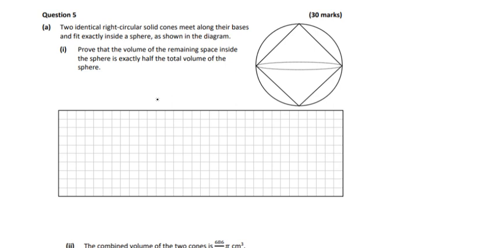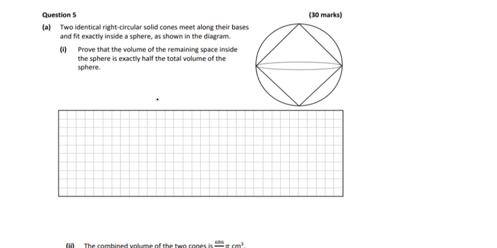Hi folks, so this is question 5. So we have a sphere here and then we have kind of two cones stuck to each other that are the same inside it. So you have to prove that the volume of the space inside.